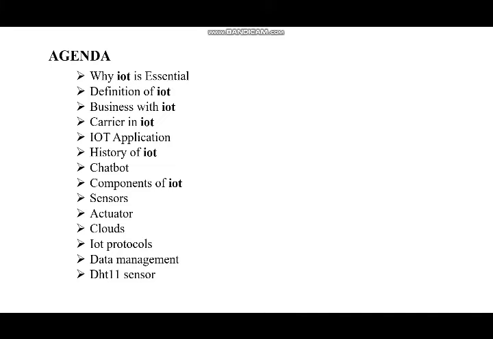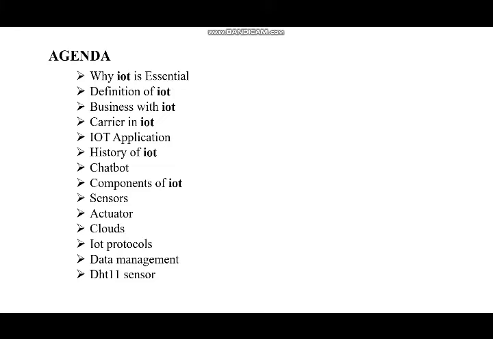So this is the agenda we will learn about IoT. Why IoT is essential, what the definition of IoT is, business with IoT, career in IoT, why IoT, and where it is used. IoT applications means where it is used.